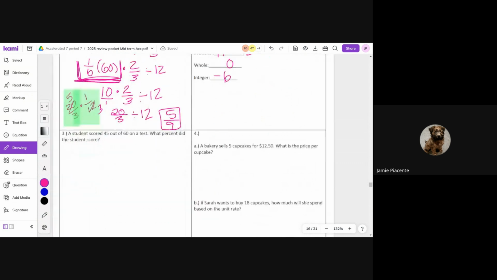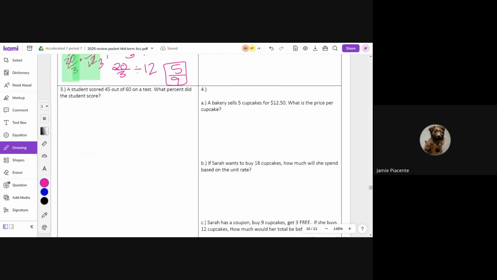A student scored a 45 out of 60 on a test. What percent did the student score? So we have part over whole, percent over 100. If you have another way to do this, that's not a problem. However, you must show all the work. Whatever you're doing, you need to show the work. So I'm going to use part over whole.